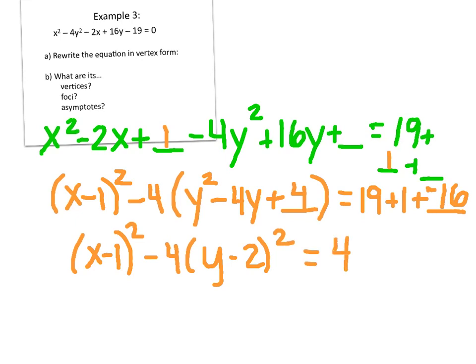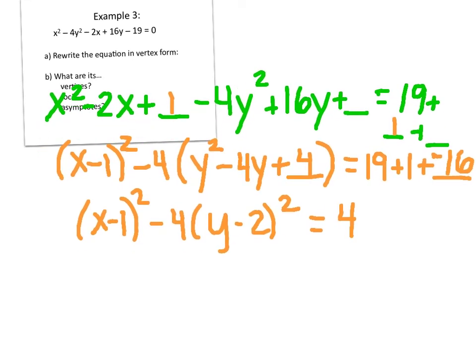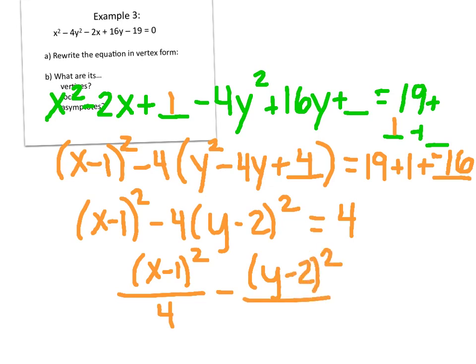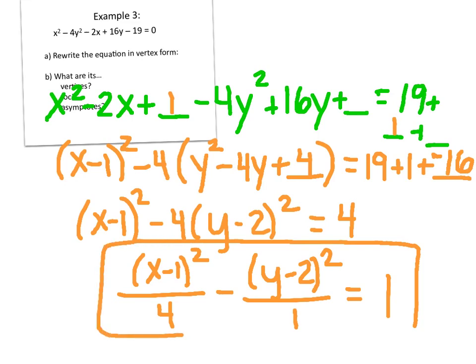And in final form, we are going to actually just go ahead and divide by 4. So we have x minus 1, the quantity squared, divided by 4, minus y minus 2, the quantity squared, divided by 1 equals 1. So here's our equation in vertex form.